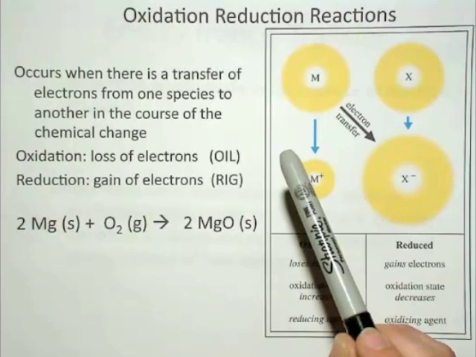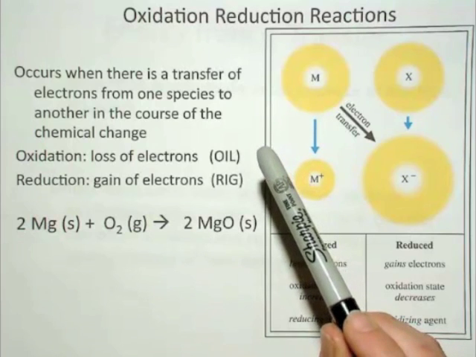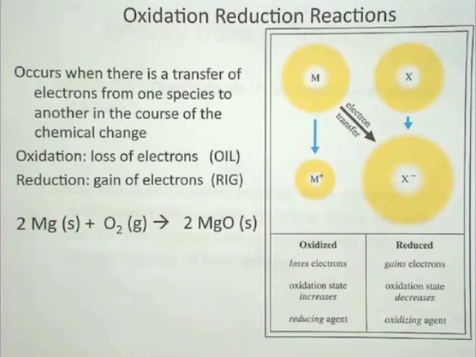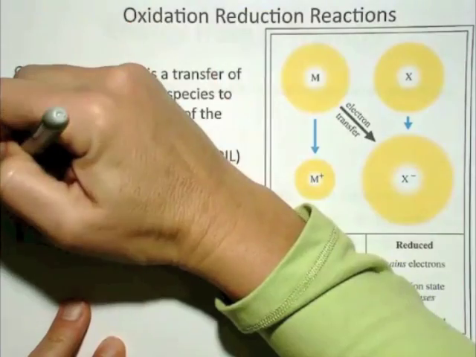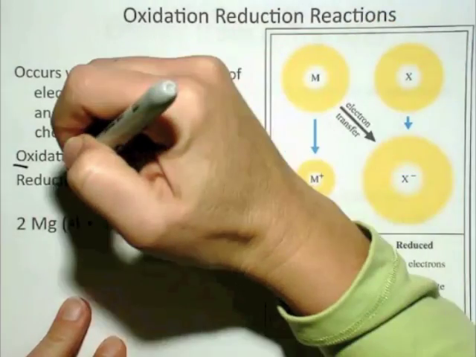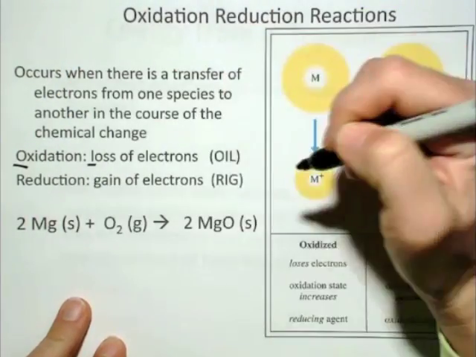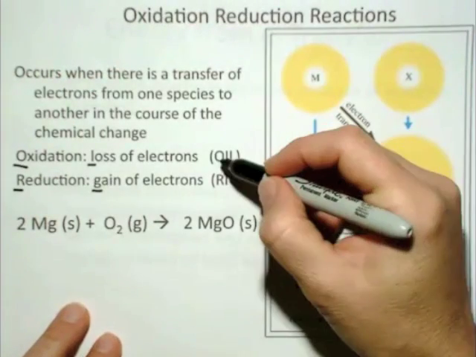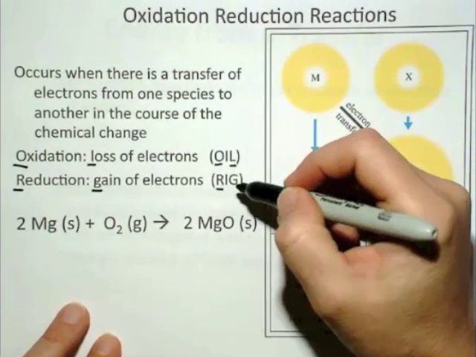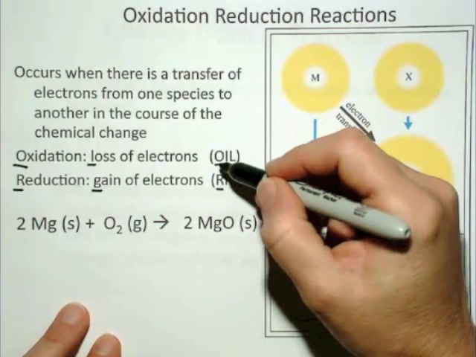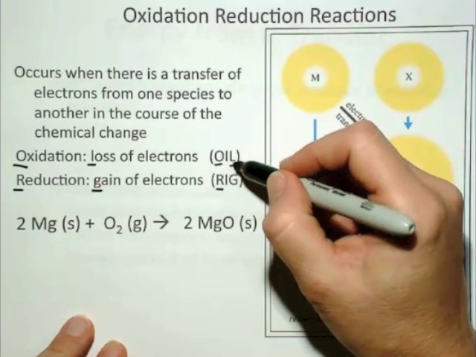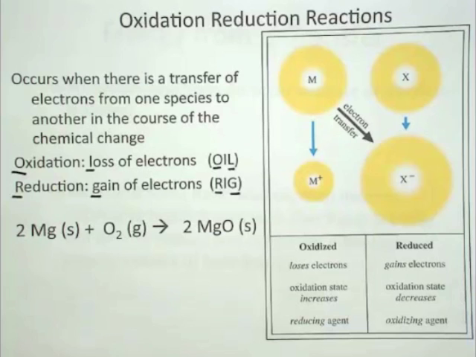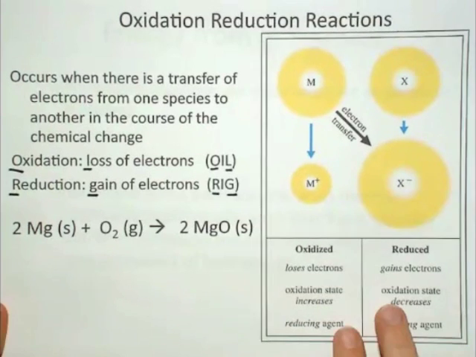And to remember what is oxidation, what does the word mean? There's this little device, OIL RIG. OIL is oxidation is loss of electrons, and RIG is reduction is gain of electrons. So OIL is loss, reduction, or excuse me, OIL is loss. Oxidation is loss, OIL, and reduction is gain, RIG. So that's just a way to remember those terms.